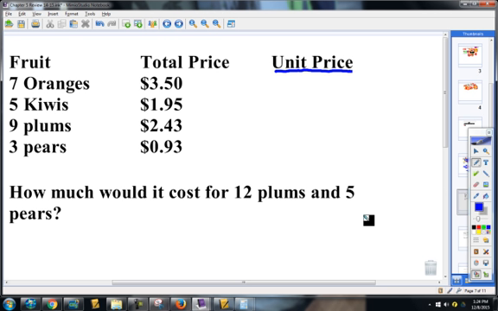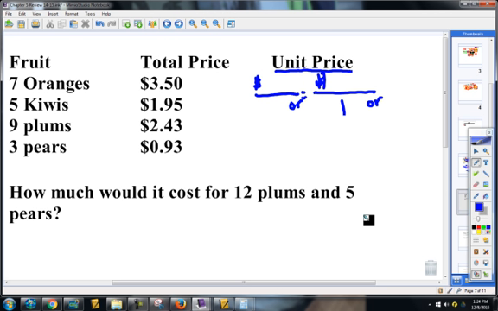So I'll just show you one. We'll just do oranges here. Okay? I know that money always has to go on top when I'm doing a proportion for unit price, because we want to know the cost per one of the items. So in this case, per orange.